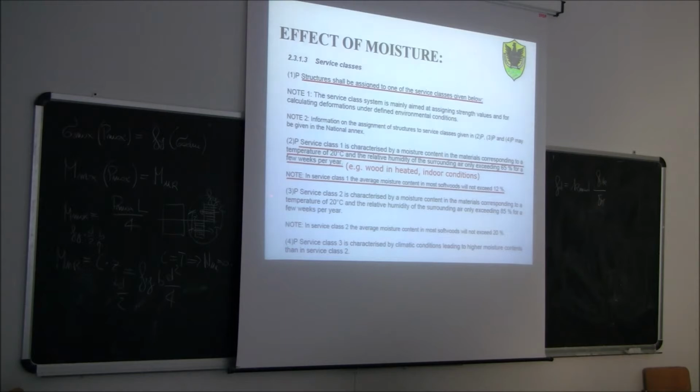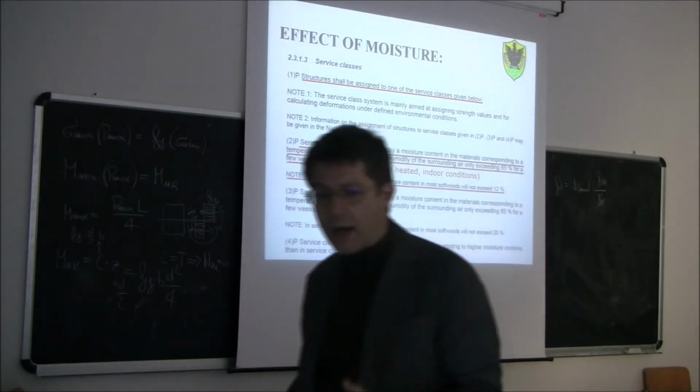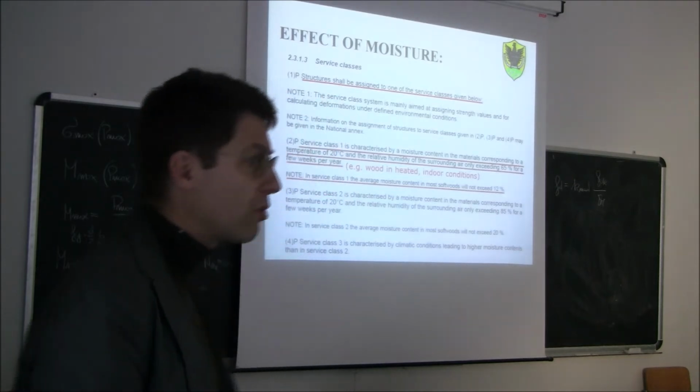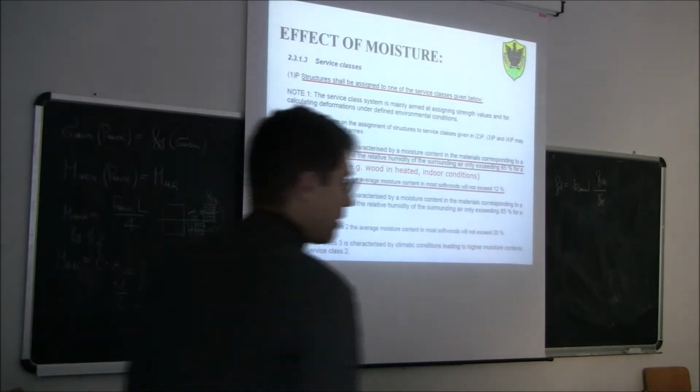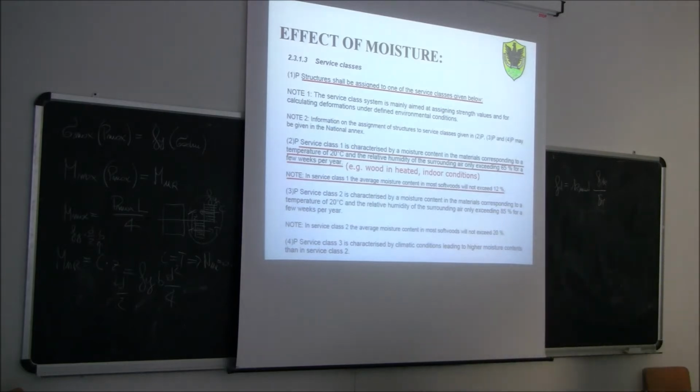Now, if you look at the notes, you see in service class 1, the average moisture content in most softwoods will not exceed 12%. So in the end, service class 1 is characterized by wood where the moisture content does not exceed 12%. So it's a reasonably dry wood, I would say. Just a reminder that to glue the wood, you need to have the moisture content less than 14%, otherwise they don't glue the wood.